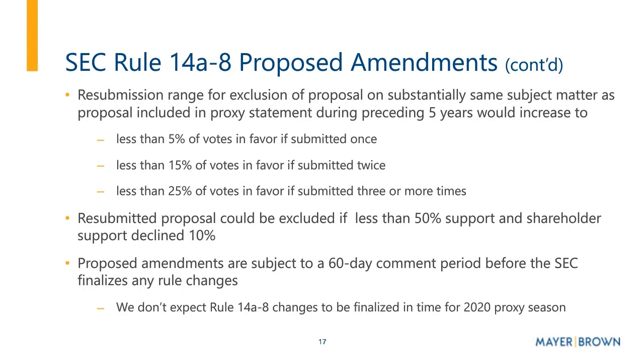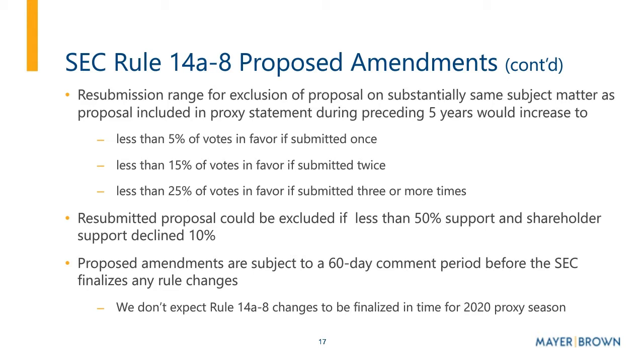And the other thing that's getting a lot of publicity is that the proposed rules would change the resubmission threshold for exclusion. This would be for proposals where the topic was voted on in the last 5 years. If a proposal was voted on once before, it would be excludable if it got less than 5% of the vote. If voted on twice, the threshold would be increased to less than 15%, while if there are 3 or more times for a vote, the threshold for exclusion would be if it got less than 25%.